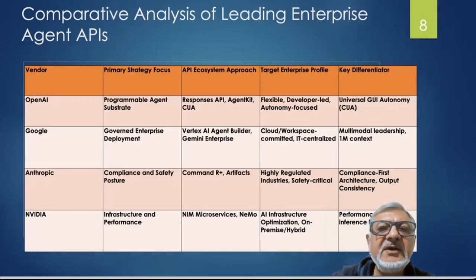So what we see is Google is a leader in multimodal agentic AI, because it has the capability to manage a very large number of contexts. So it's able to integrate multiple agents. Anthropic focuses more on compliance, so it also ensures output consistency. NVIDIA's focus is on the performance-optimized inference layer.